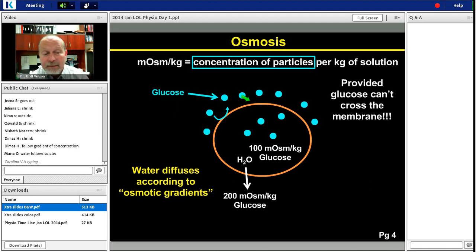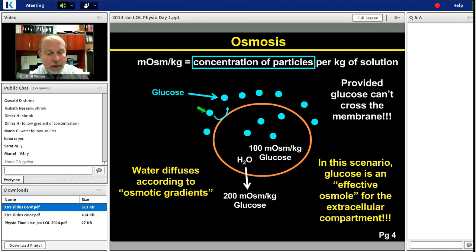If glucose could cross, then it would, wouldn't it? Do you agree glucose would move from out to in if it could cross? And if it could cross and it goes from out to in, there would be no osmotic gradient, so water wouldn't move. But I made the scenario that glucose can't cross the membrane. Therefore, glucose is what we call an effective osmole for the extracellular compartment.